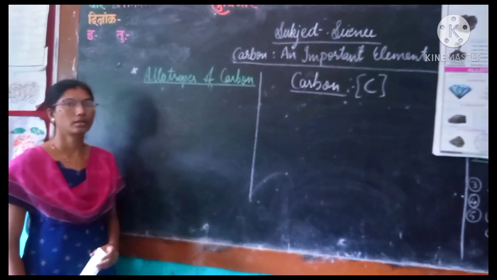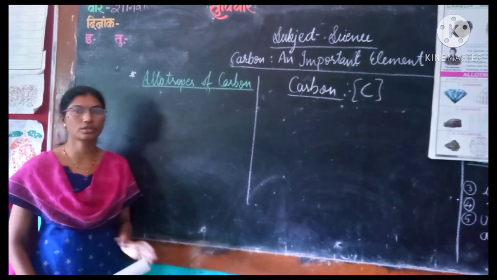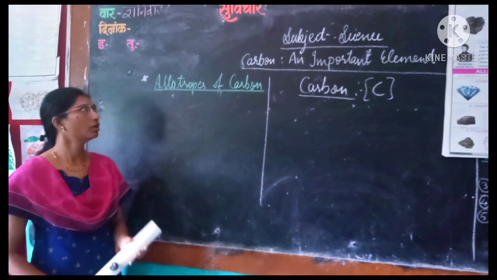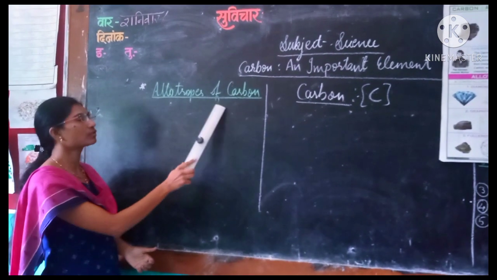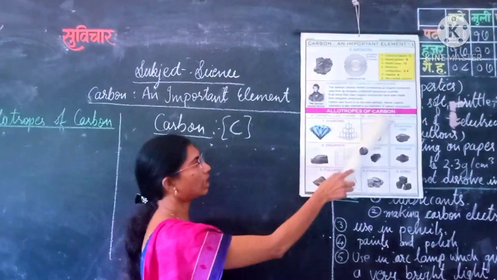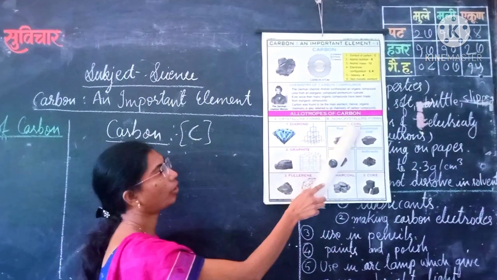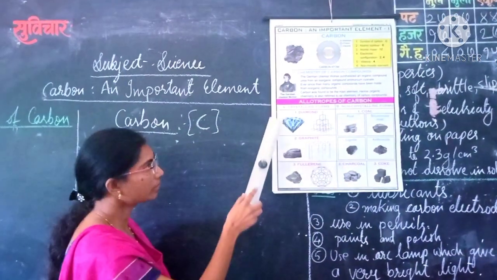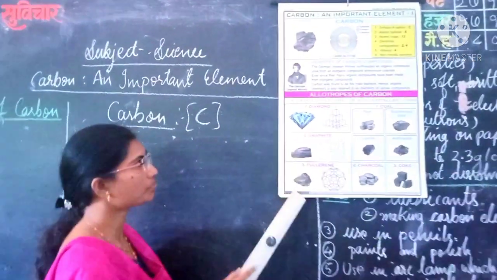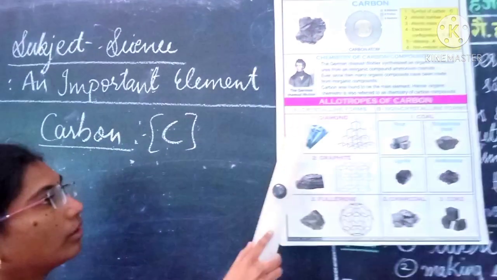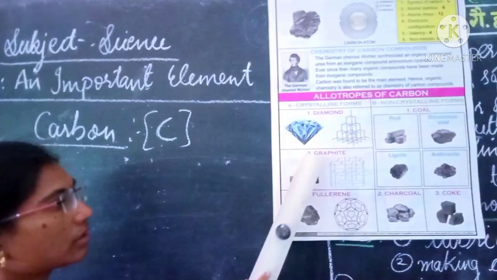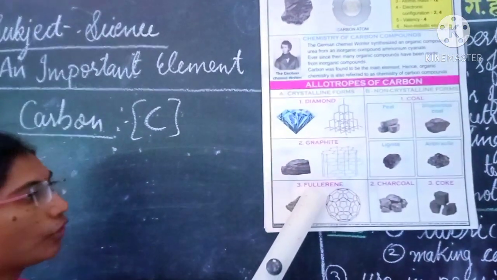Now students, carbon is present in various forms in nature. So let's see the allotropic forms of carbon. Allotropes of carbon are of 2 types: crystalline forms and non-crystalline forms. In crystalline forms there are 3 types of carbon. First is diamond, second is graphite, and the third is fullerene.